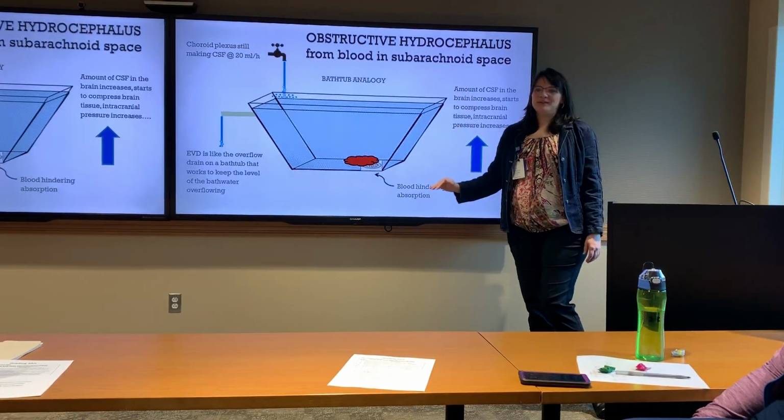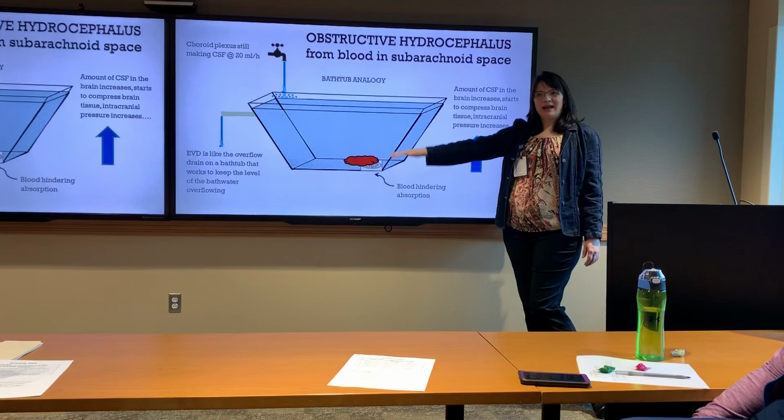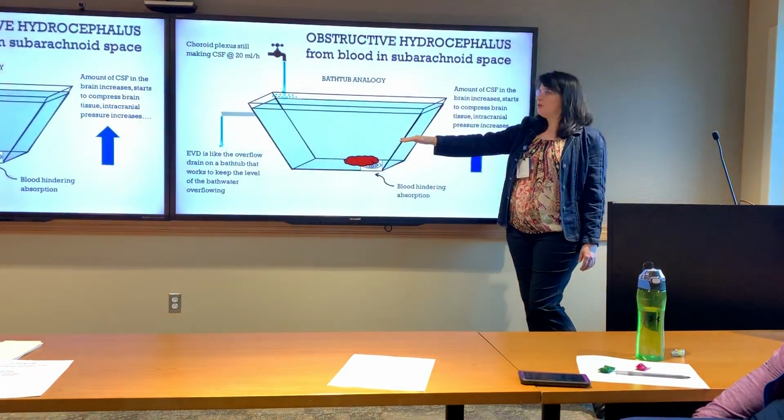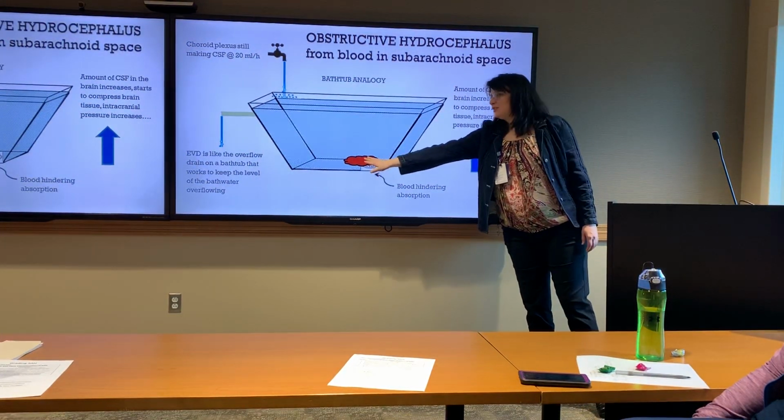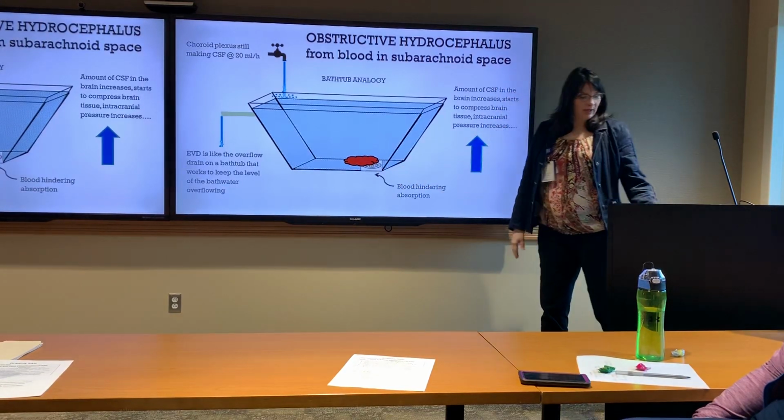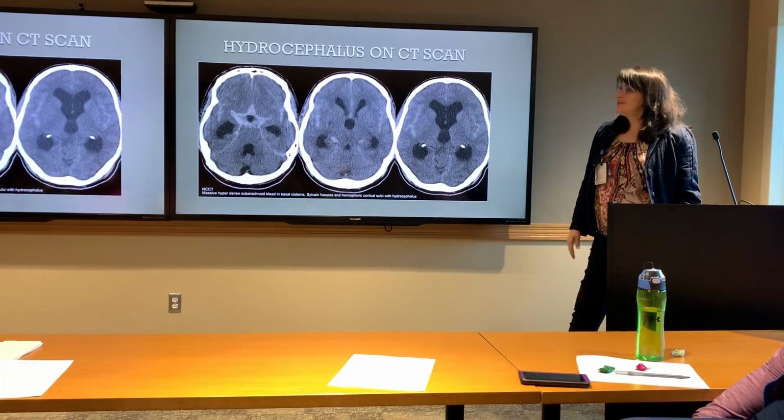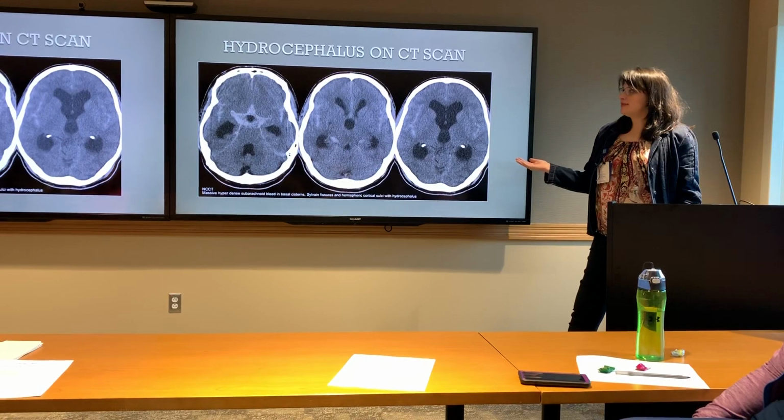That's the whole point of the EVD. We don't want to lower the level. We want to have cerebrospinal fluid in the brain. It has an important role. But we just want to offset the fact that your clot is in the way. And this is a great example of a hydrocephalus of a subarachnoid.